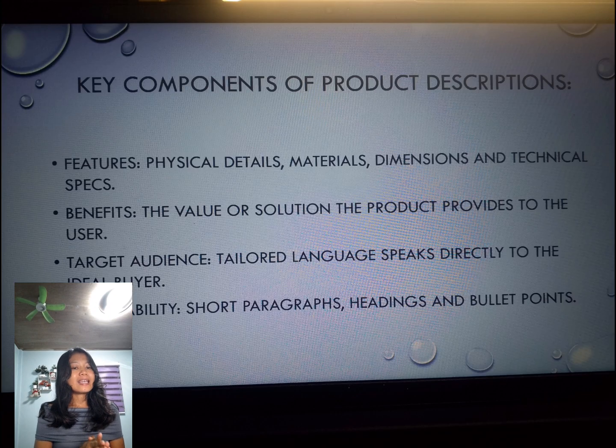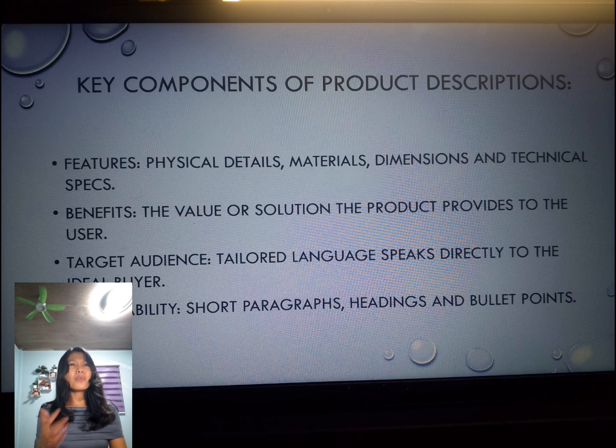Next one is the scannability. So, short paragraphs, headings, and bullet points. Of course, your product description does not necessarily have to contain such a long paragraph. It's just a simple one, like the short one, the bullet points, the important details of your product that could convey or persuade the consumer, right? So that is just one of the key components.